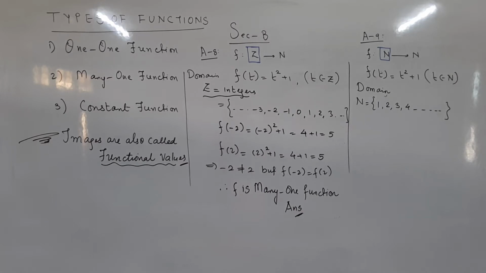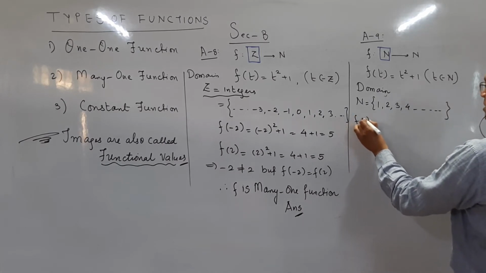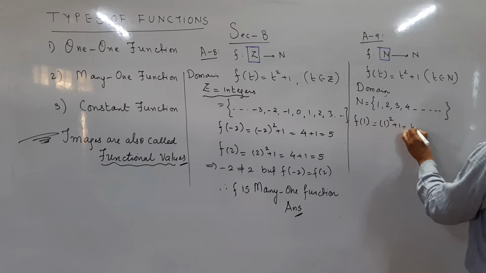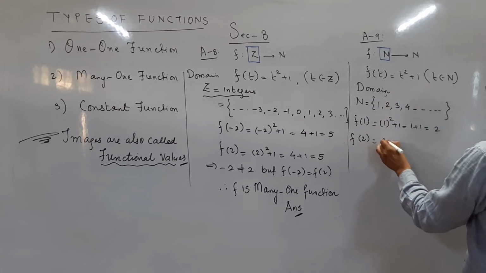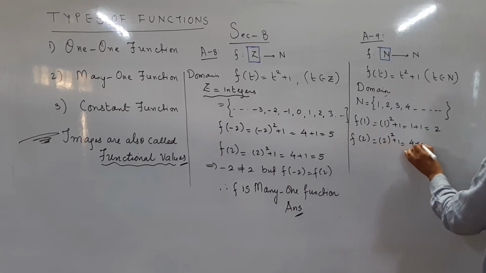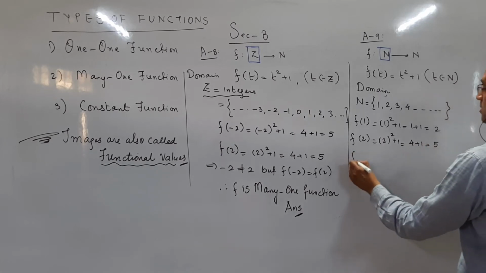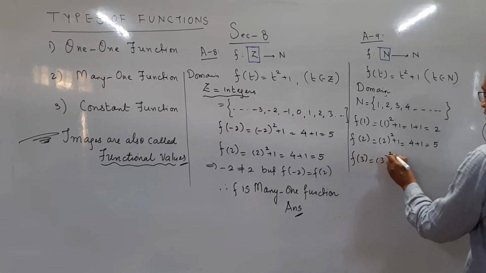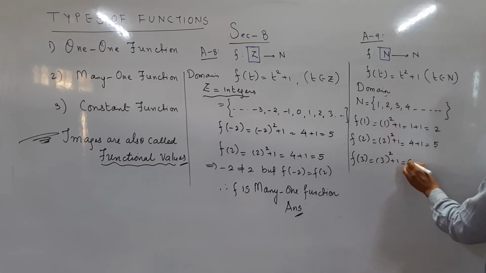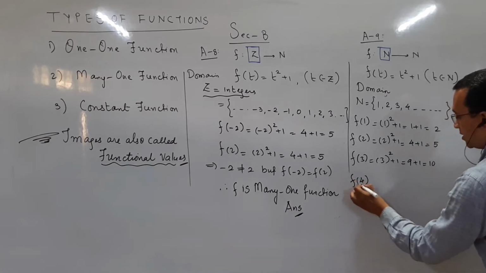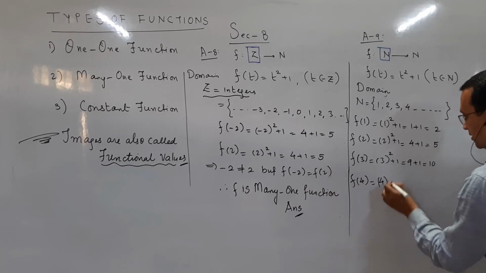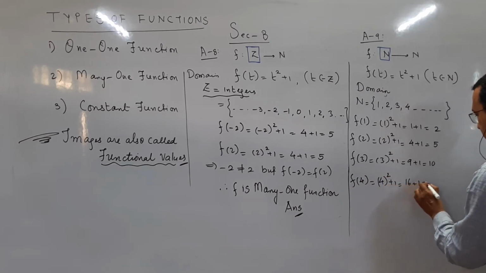And then students, we go one step forward. Now, first of all, I should start with image of 1. Image of 1 is 1 square plus 1, so 1 plus 1, 2. Image of 2, replace t by 2, so 2 square plus 1, so 4 plus 1, 5. Image of 3 will be 3 square plus 1. Here replace t by 3, 9 plus 1, 10. Image of 4, if I find, it will be 4 square plus 1. So 16 plus 1 is 17.